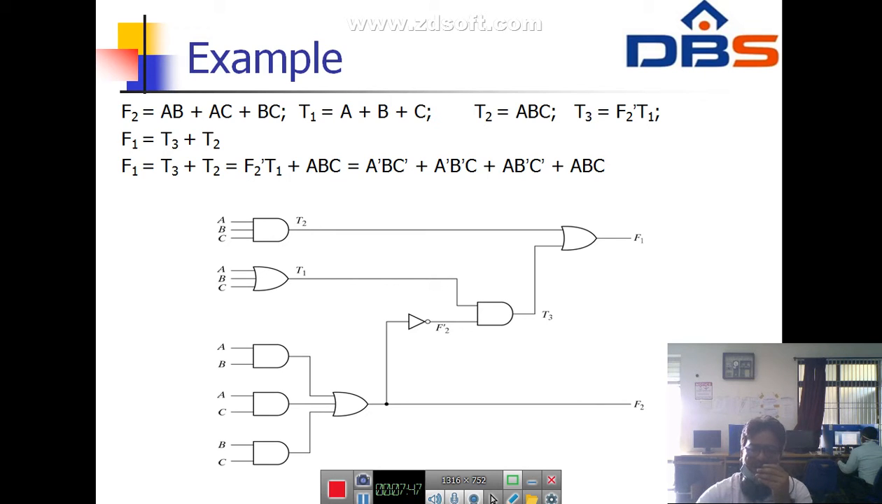When we observe the function of T2, it is A into B into C. That means A and B and C, the three variables will perform the AND function. That is nothing but a 3-input AND gate. For AND, we have to multiply one variable with another variable, that is 0 into 0 into 0, so 0, or 0 into 0 into 1, so that will be 0.